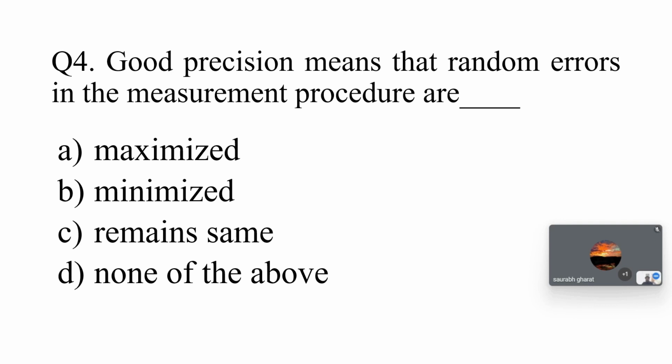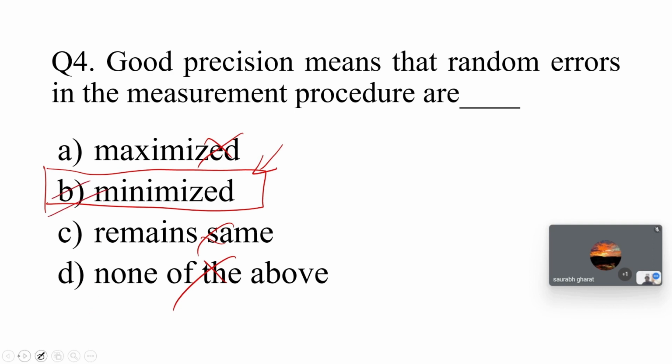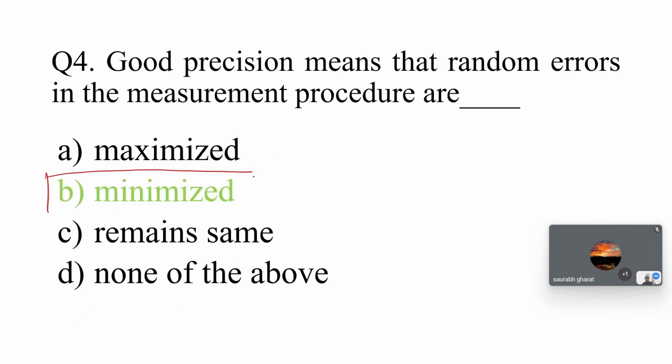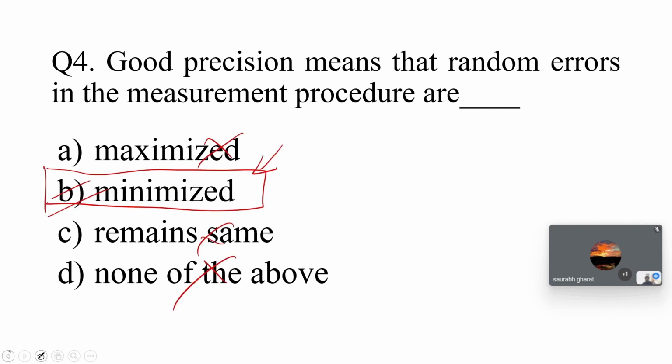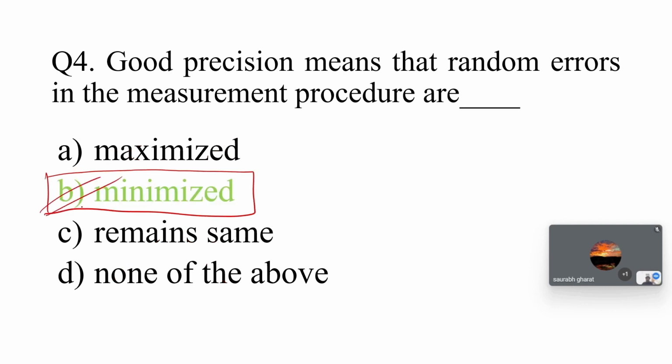Okay, so what is the answer here? You don't need to maximize, so maximize is wrong. The other option is also wrong. None of the above is wrong. So you are left with only minimize. Good precision means the random errors in the measurement process must be minimized. So minimize is the only correct answer, and you never want to include maximize.